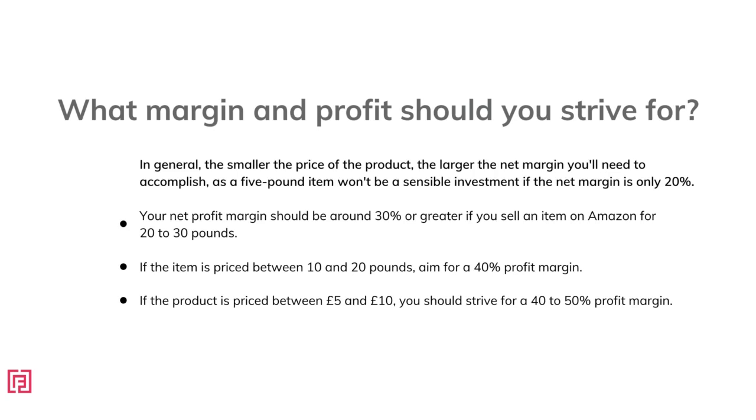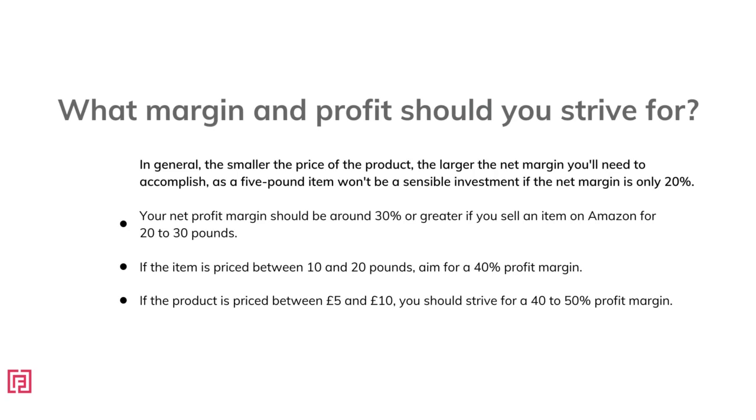Your net profit margin should be around 30% or greater if you sell an item on Amazon for £20 to £30. If the item is priced between £10 and £20, aim for a 40% profit margin. If the product is priced between £5 and £10, you should strive for a 40 to 50% profit margin. These are only recommendations. Of course, other situations exist.